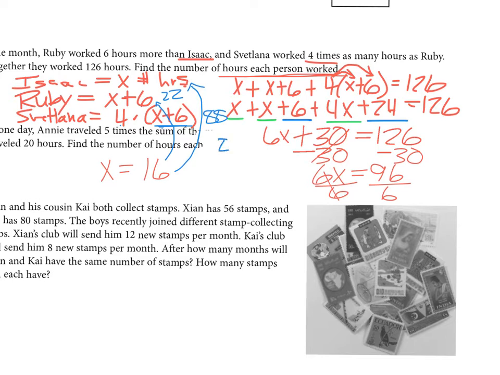So take 88 plus your 22 plus your 16, and make sure all that adds up to give you 126. And it does. It does give you 126. Alright, let's continue on. Let's go to problem number 13.